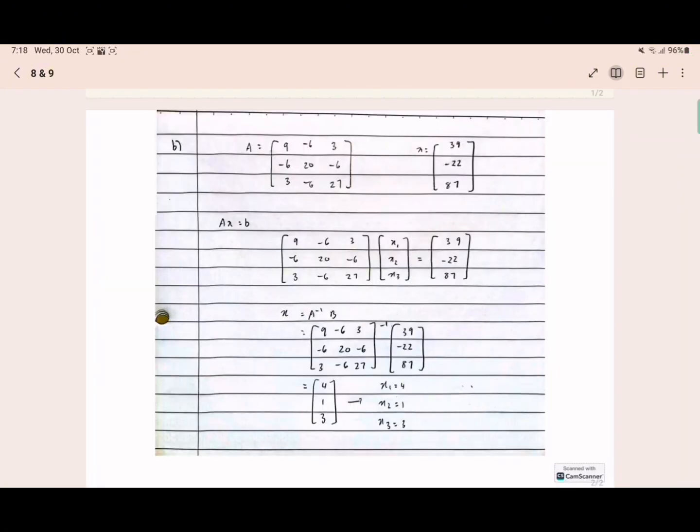Question B. Solve the linear system AX equal to 39, -22, 87 transpose. From the above solution, we got A, and we declare X has 39, -22, 87. Then we put it in a matrix form. To find X, we have to use the formula where X equals A inverse multiplied by B. By using the calculator, we get the final answer, which is 4, 1, and 3. That is, x1 is 4, x2 is 1, x3 is 3.